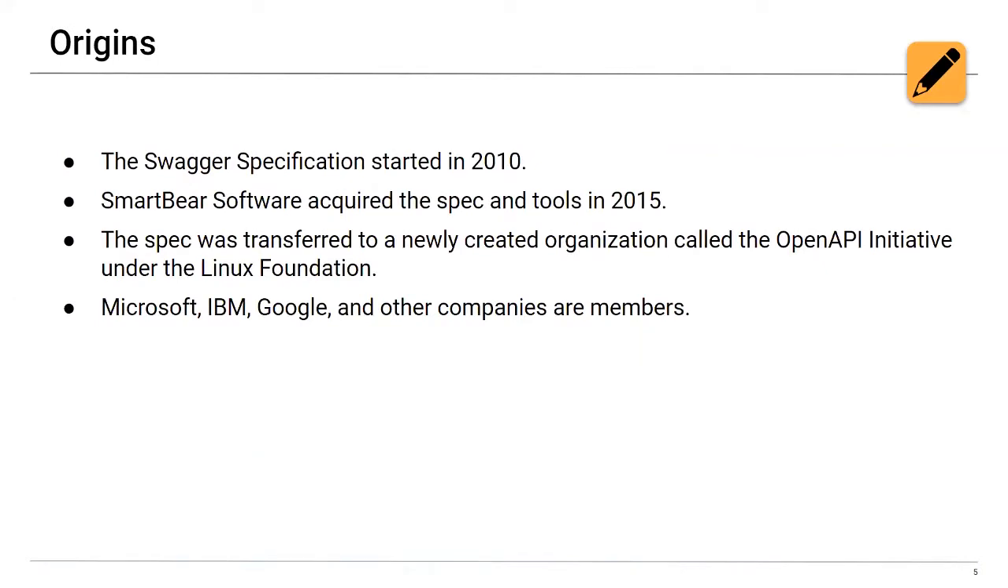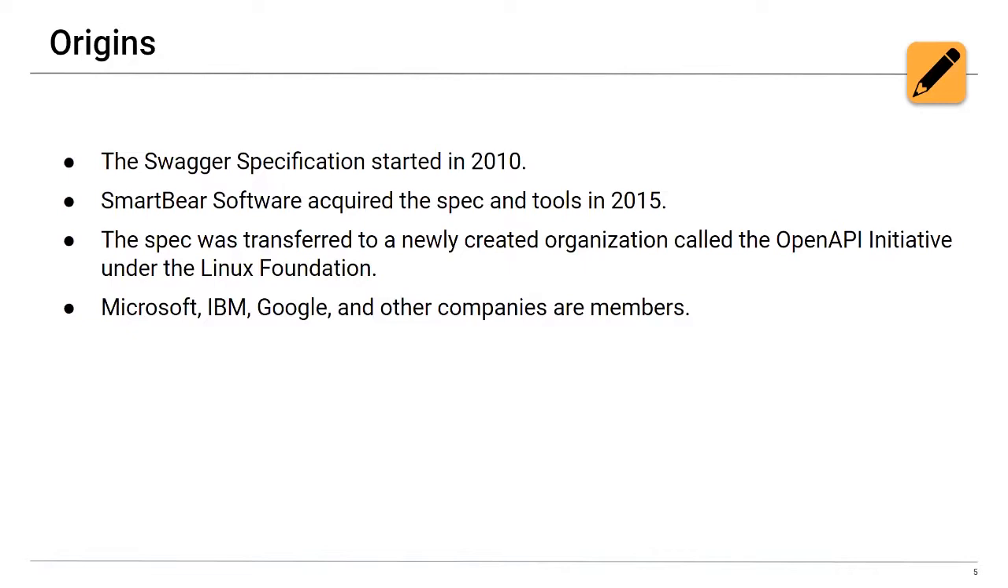Here's a little bit of a history lesson. The Swagger specification started in 2010. This is the thing that allows us to have a generalized format for documenting our APIs. Remember this name. You don't have to remember this name. SmartBear Software acquired that in 2015. And they decided Swagger was kind of a dumb name, so they changed it over to OpenAPI.